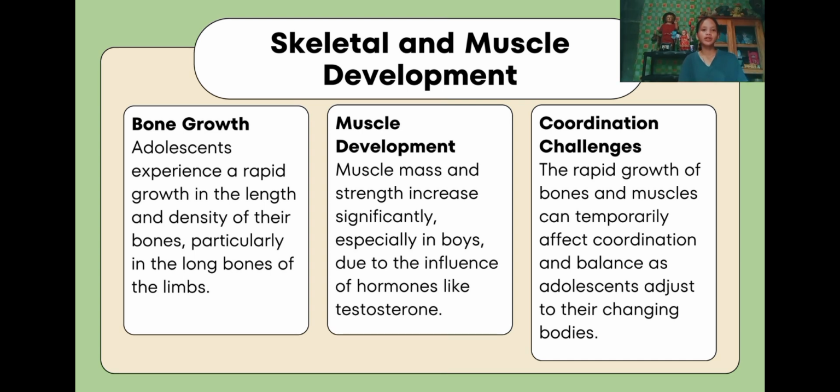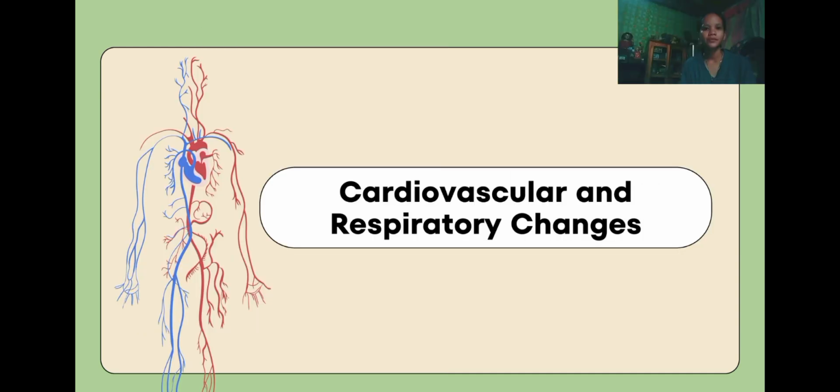Third is coordination challenges. As your body changes, your brain needs time to catch up and learn how to control your new, larger body. This can lead to clumsiness, tripping, and difficulty with tasks like catching a ball. It is important because good coordination helps you stay safe and perform well in sports and other activities.